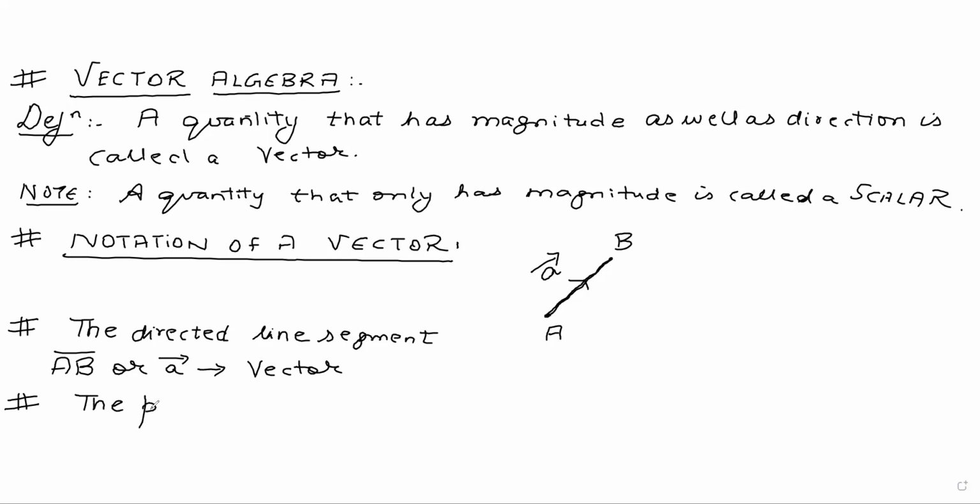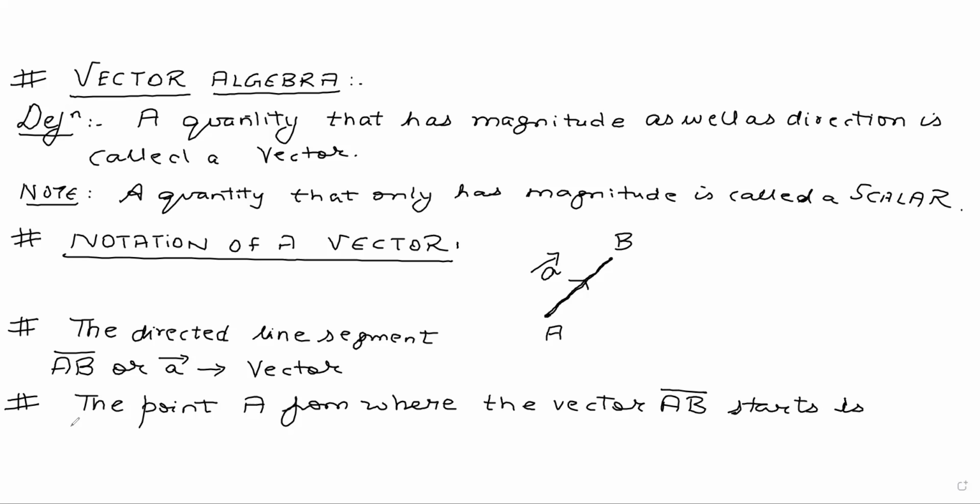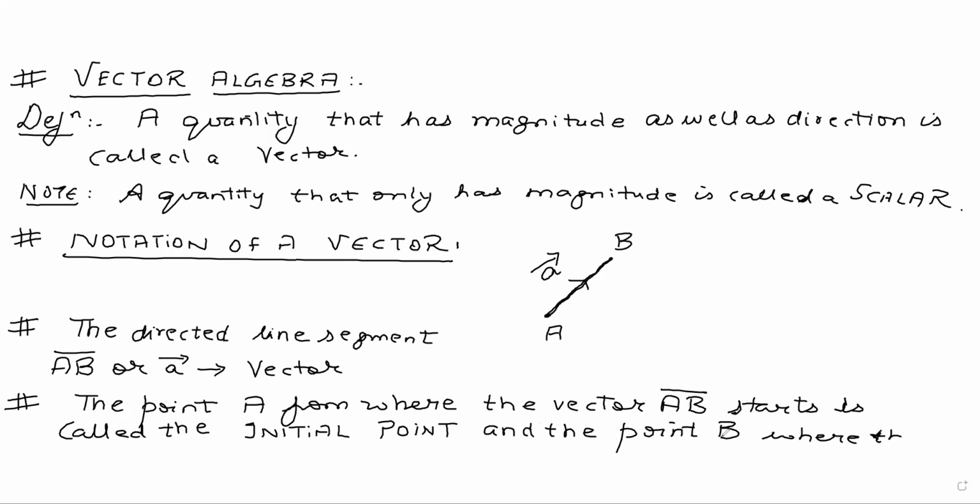So let's further write a note. The point A from where the vector AB starts is called the initial point, and the point B where the vector ends is called the terminal point.